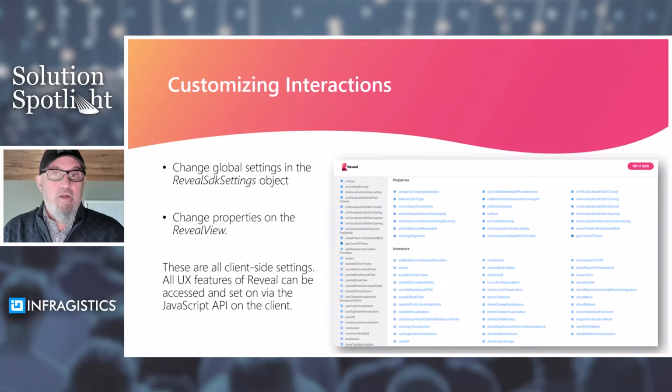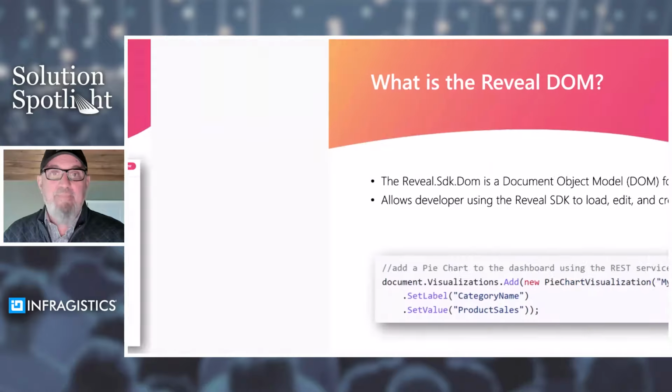So the Reveal SDK has two main objects: the SDK settings object and a Reveal view. And just like any other library, there's a rich API behind it. So here's a screenshot of the docs, and you can kind of get a feel for some of the capabilities that you have. I'm going to show you a lot of this through the experience of an end user today and how they might be interacting with your applications.